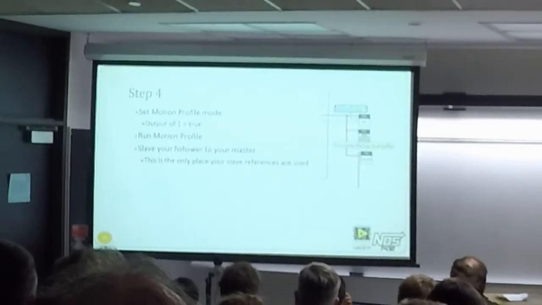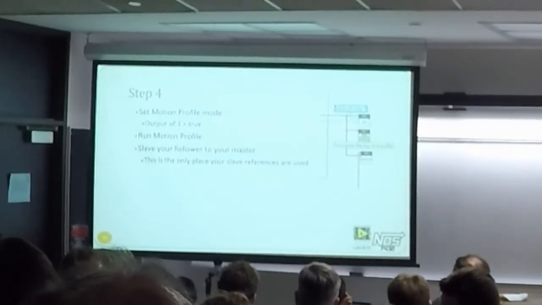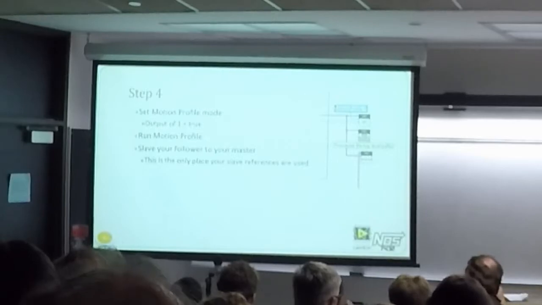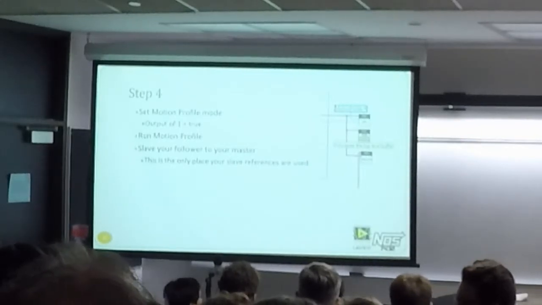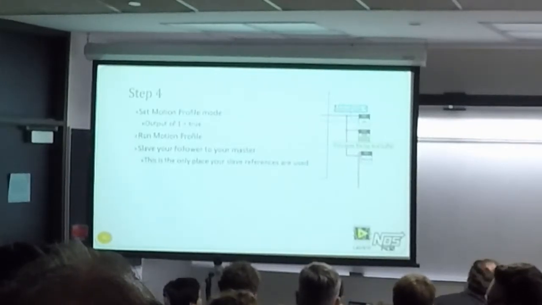Step 4 is you set your motors to motion profiling. This is done with that for loop. If you look at that for loop that I had before, and I showed in our program too, it runs through the entire autonomous. Then you're going to slave your follower to your master.